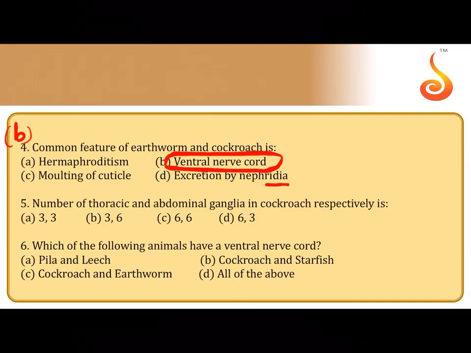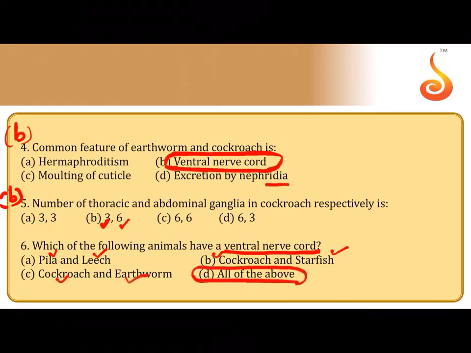Number of thoracic and abdominal ganglia, we had discussed this in the cockroach. The thoracic ganglia are 3 in number and abdominal ganglia are 6 in number. So it is the second option. Which of the following animals have a ventral nerve cord? Now here among the following, if you want to know which has a ventral nerve cord, both of them should be invertebrates. So Pila is an invertebrate, leech is an invertebrate, cockroach, starfish, earthworm, all of these. So all of these possess, what do they possess? They possess a ventral nerve cord, okay?